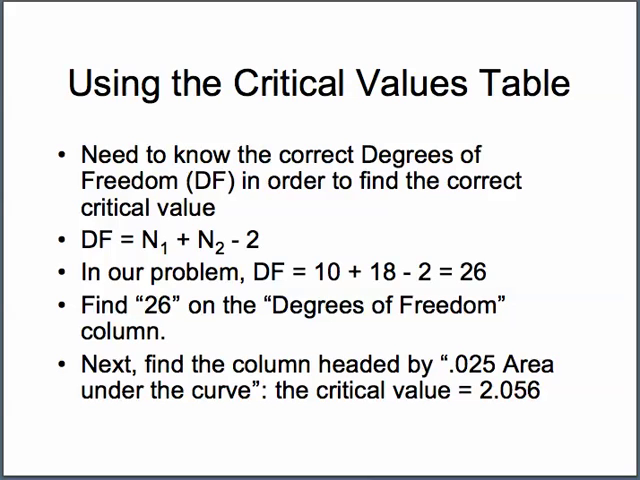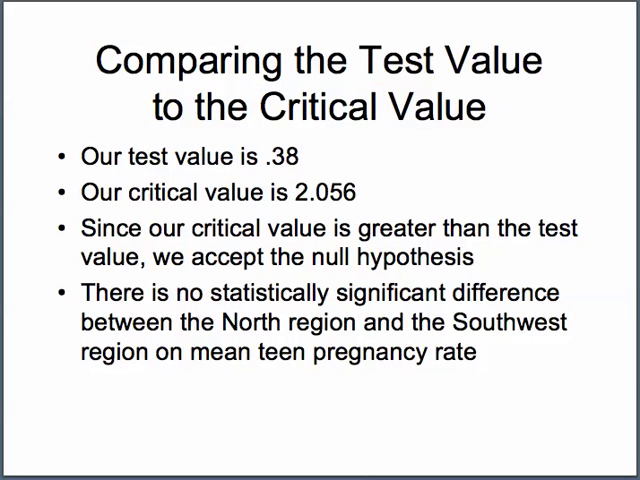Now recall the rule for accepting or rejecting the null hypothesis. If the absolute value of our calculation is greater than or equal to the critical value, we reject the null hypothesis. If the absolute value of our calculation is less than the critical value, then we accept the null hypothesis. Since 0.38 is less than 2.056, we accept the null hypothesis.